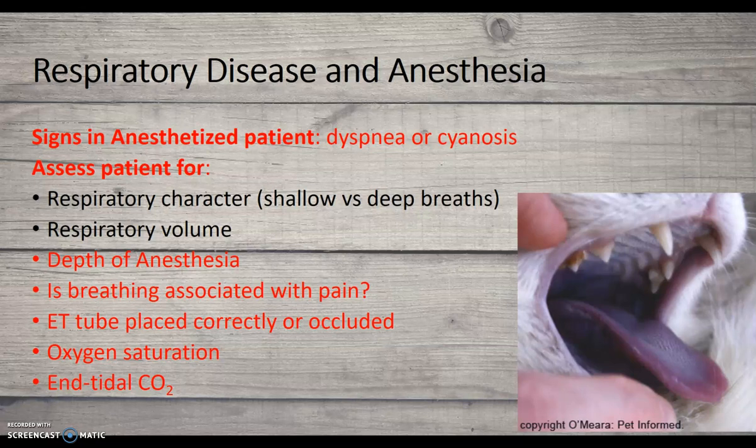How deep is their anesthesia? Is their breathing associated with pain? So don't forget, the respiratory rate can increase when they're painful. Is the ET tube placed correctly, or is it possibly occluded? Make sure it's not in the stomach, that it's not just in one bronchus, or that there isn't a big phlegm wad or something in it, or it's not pushed up against the edge of the trachea. Oxygen saturation, and then their end-tidal CO2.